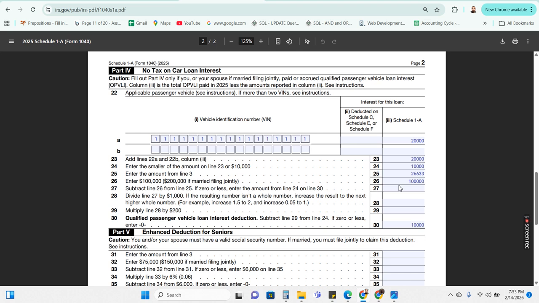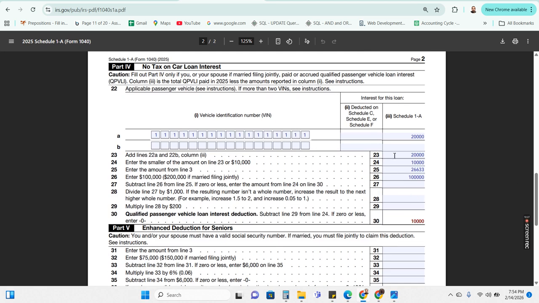Okay, so line 27, subtract line 26 from 25. If zero or less, enter the amount from line 24 on line 30. So this is the qualified passenger vehicle. Understand? So 10,000 I can deduct out of 20,000. This is the limit. Okay. And this is, you can say, a phase out, 1 lakh for single and 2 lakh for married filing jointly. Understand? This is the AGI phase out.